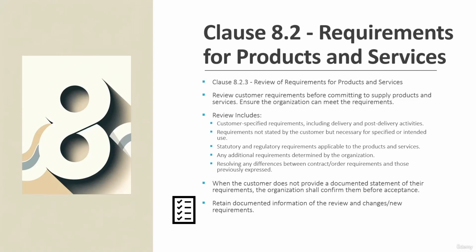And that is covered as a part of this particular aspect, where it says that when the customer does not provide a documented statement of the requirements, in this case of coffee, we have not provided a documented statement of our requirement. In that case, organization shall confirm them before acceptance. Now, how does that get confirmed? So the person who is making coffee will ask or tell me back that, okay, you asked for this coffee, whether you asked for medium strength coffee, and whether you want milk, how much sugar.